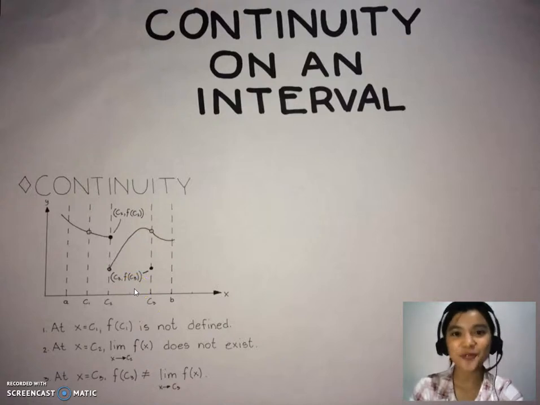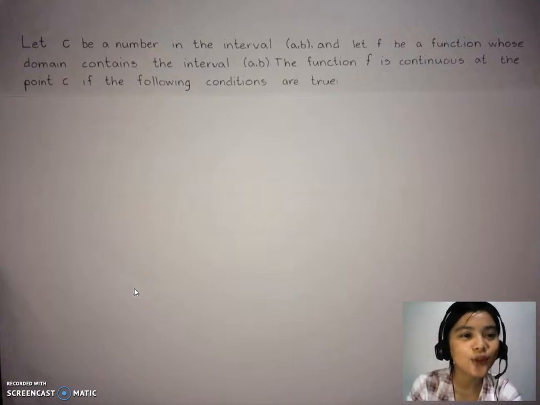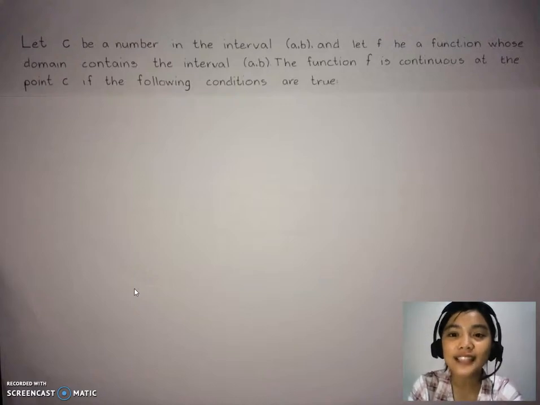To further understand continuity, help me read the statement for the next slide. Let c be a number in the interval a, b, and let f be a function whose domain contains the interval a, b. The function f is continuous at the point c if the following conditions are true. So at this juncture, we are able to define whether a function is continuous. What do you think are those conditions?